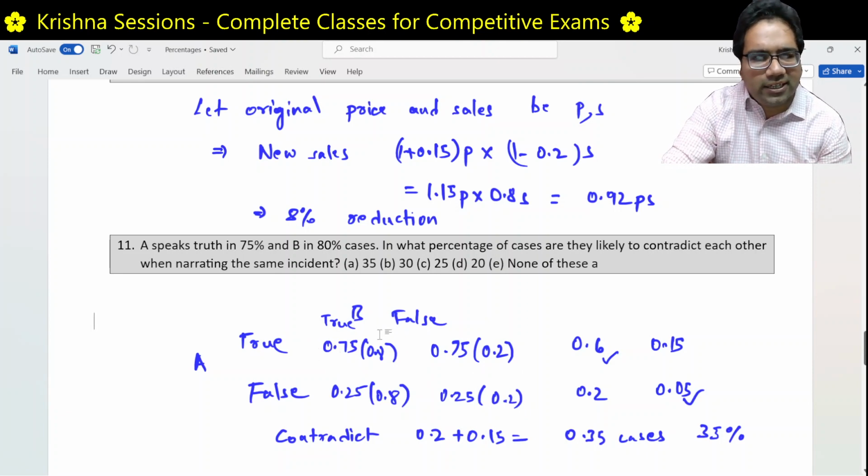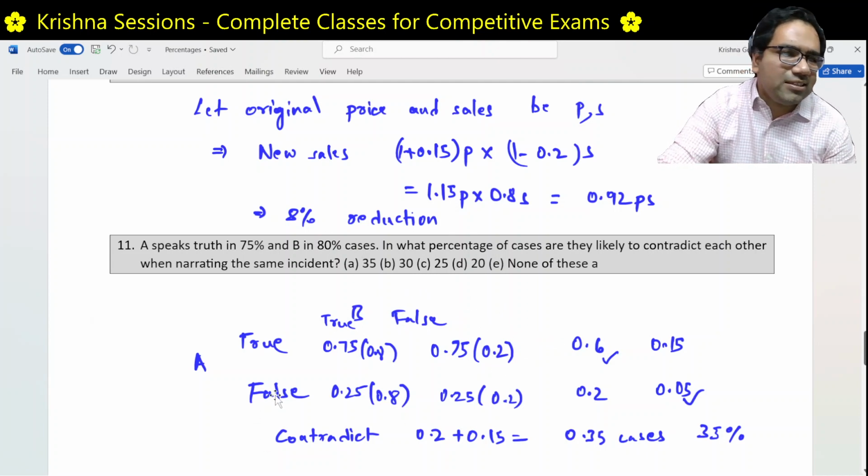0.75 into 0.8. And similarly, A is telling truth and B is telling false is 0.75 into B is telling false. B false is 0.2 because B is generally 80% true, right? 0.75 into 0.2. Similarly, A is telling false.